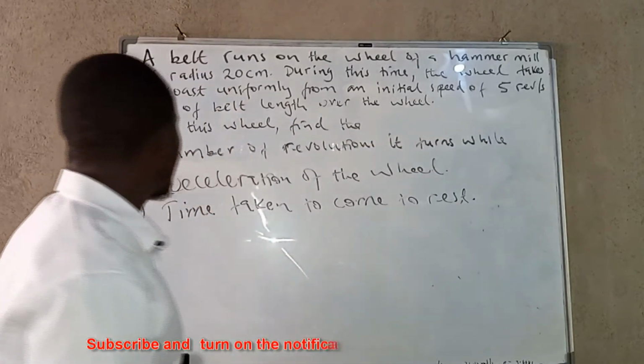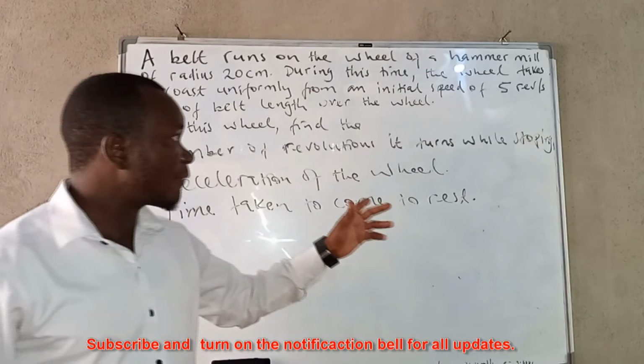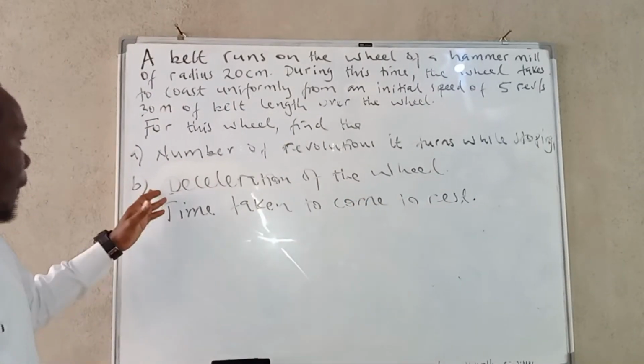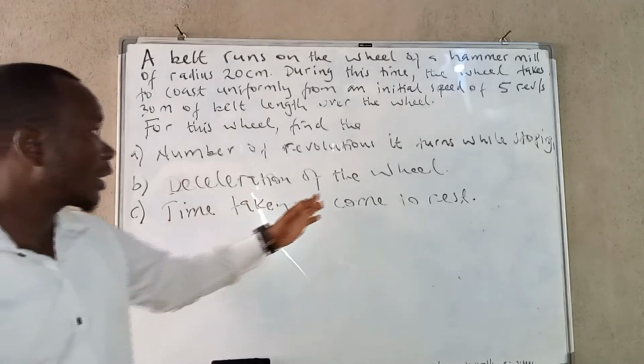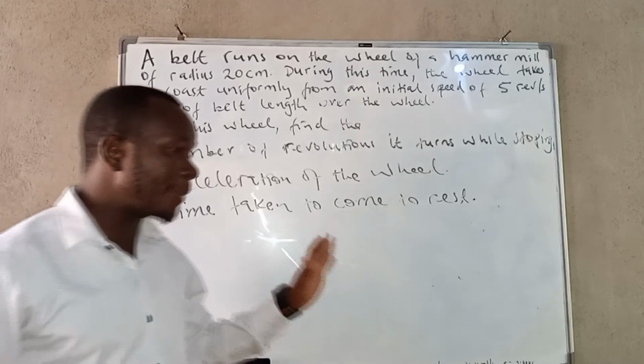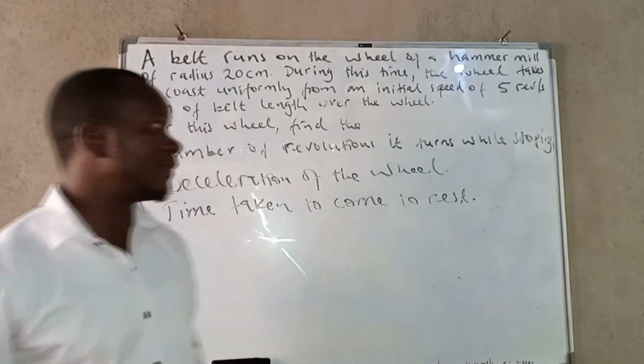For this wheel, find A, the number of revolutions it turns while stopping; B, the deceleration of the wheel; or C, the time taken to come to rest. So this is the question that we're going to consider answering in this video.